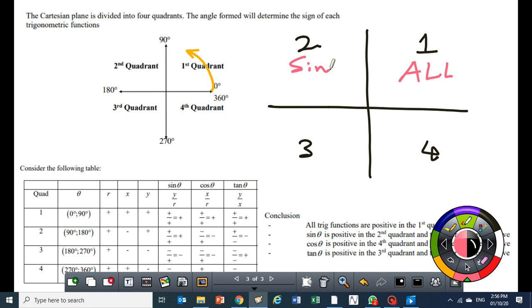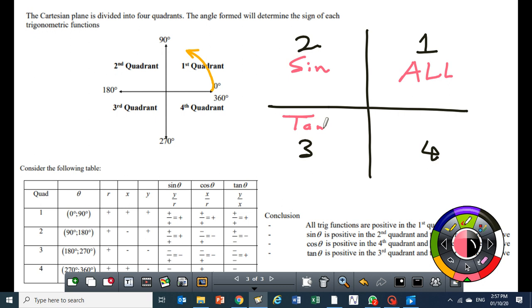Then second quadrant, let's choose 130. Sine 130 is positive. Cos 130 and tan 130 are negative. So in the second quadrant, only sine is positive. You can try that for any angle between 90 and 180. Then in the third quadrant, only tan is positive.